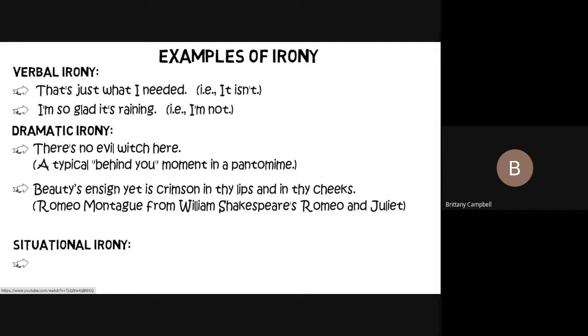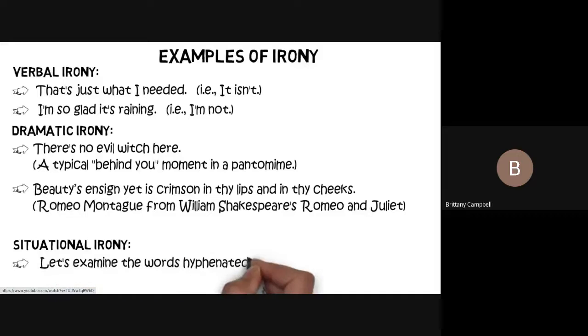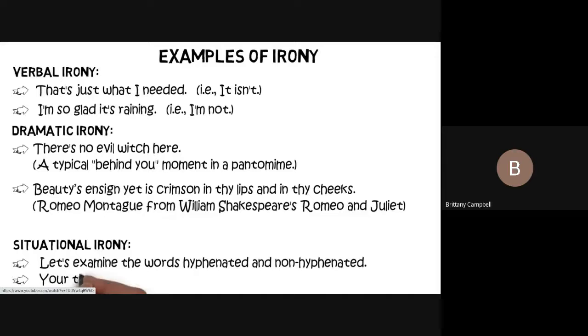And then some examples of situational irony. Let's examine the words hyphenated and non-hyphenated. So the idea that the word non-hyphenated is actually hyphenated is an example of situational irony. You're the best English teacher ever. Well, clearly the English teacher isn't that good because her student is unable to use the right version of your. An example of situational irony.